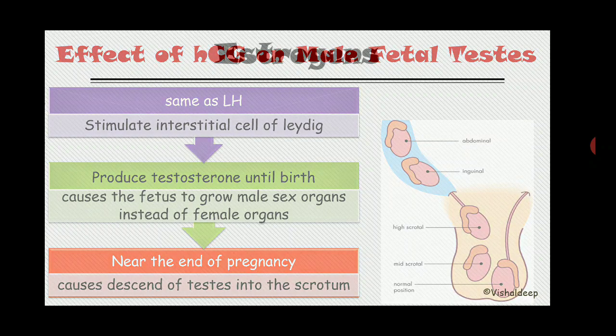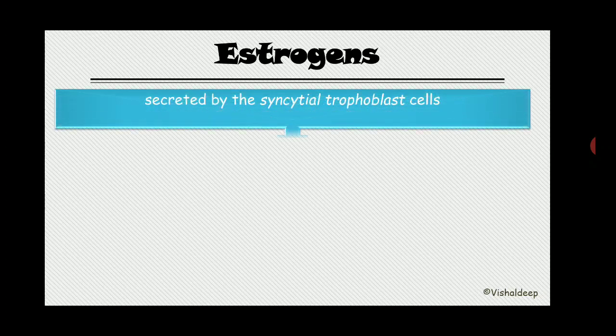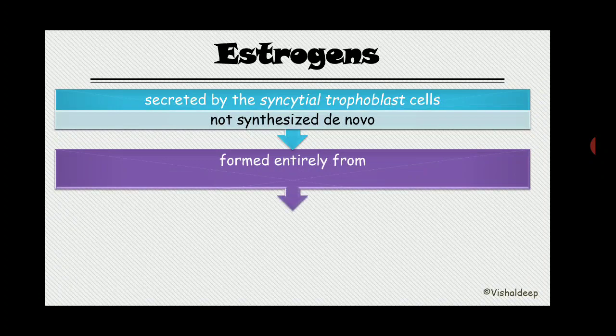Now the next hormone is estrogen. As we know, all the hormones are secreted by the placenta from the syncytial trophoblast cell. So estrogen is also secreted by the syncytial trophoblast cell, but it is not synthesized de novo. It is not synthesized from raw material to estrogen inside the placenta. Instead, they require certain intermediate products, and these intermediate products will ultimately make estrogen.